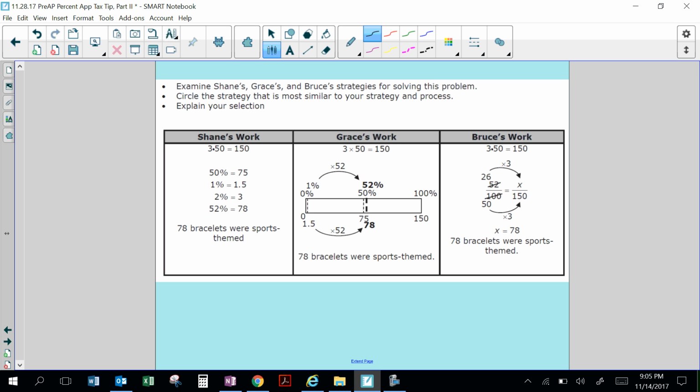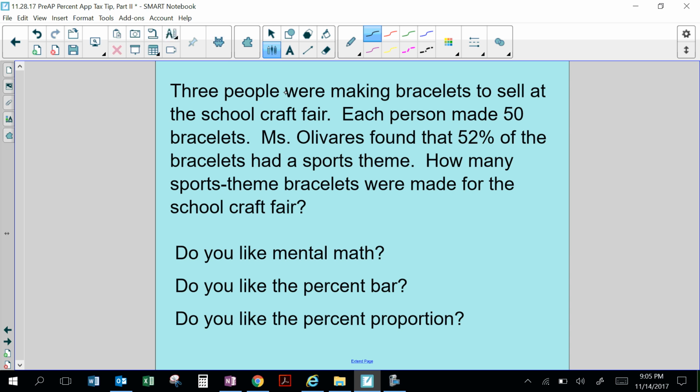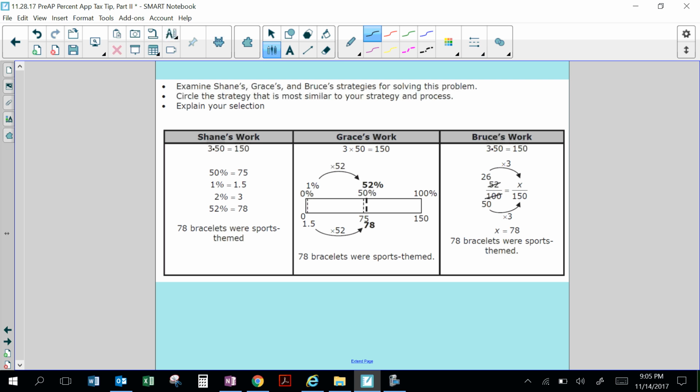Shane solved it using mental math. Grace solved it using a percent bar. And Bruce did it with percent proportion. So let's look at it, they all got 78. Which one do you prefer for solving it? Look closely. First of all, there are 3 people. Each person made 50 bracelets, so that's 150 bracelets. 50% of 150 is 75.